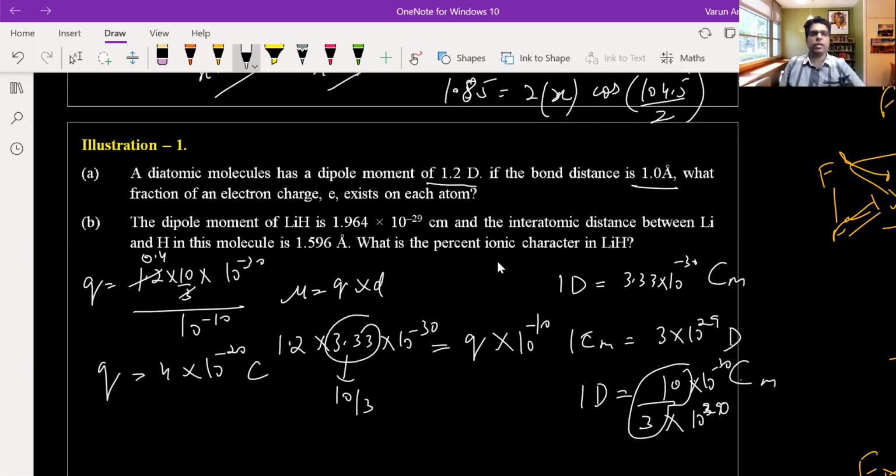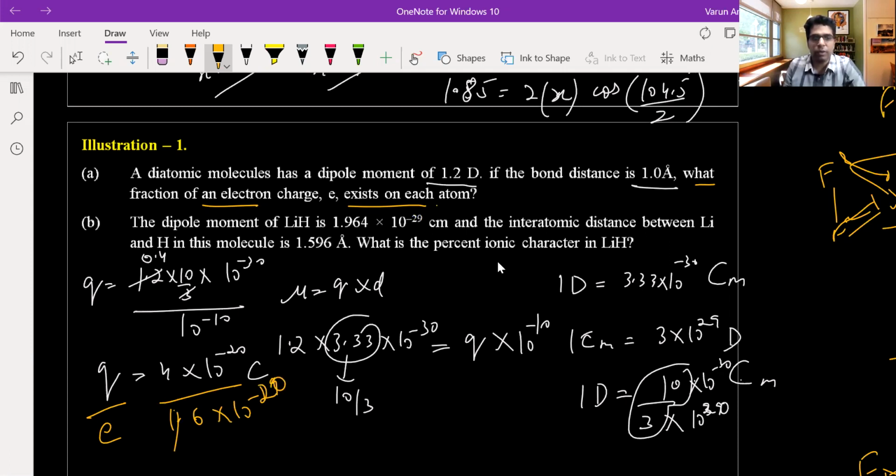Now what is the question asking? What fraction of the electron charge exists on the atom? So the question is asking the charge as a fraction of electron charge. So divide this value by the charge of electron, that is 1.6 into 10 to the power minus 19 coulomb. So I am dividing by 10 and multiplying by 10. So this will be 16 into 10 to the power minus 20.